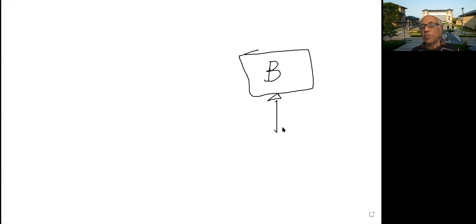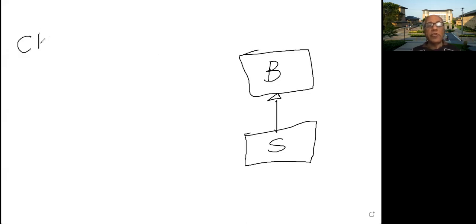Okay. So suppose we have a class B, and we created a subclass of it. Let me call it S. So B is the base class and S is a subclass of it. So base class and subclass. And we did that. And suppose we have a client. Client meaning a piece of code, Java code, that uses B and S.